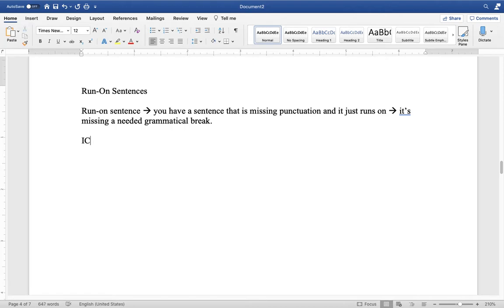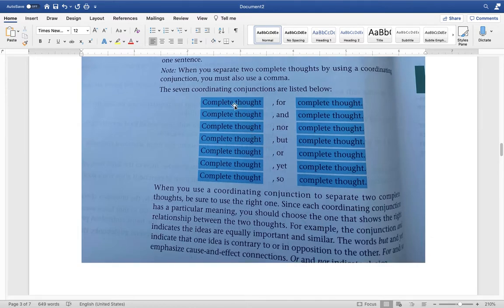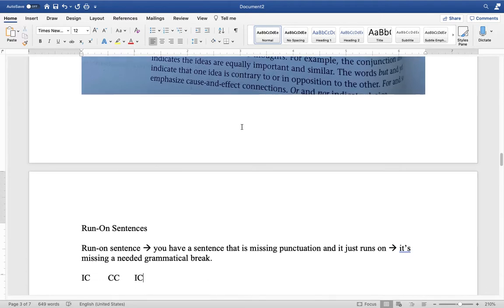So remember, IC and DC are my notes, my abbreviations for independent clause and dependent clause. And I use CC for coordinating conjunction. So if you have an independent clause and a coordinating conjunction, and then an independent clause, and this is reinforced in the image up here, right? A complete thought is just an independent clause. You can tell that these are all our FANBOYS: for, and, nor, but, or, yet, so. There's a comma before all of them.